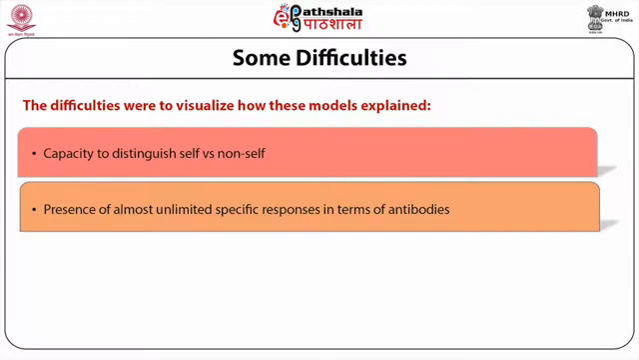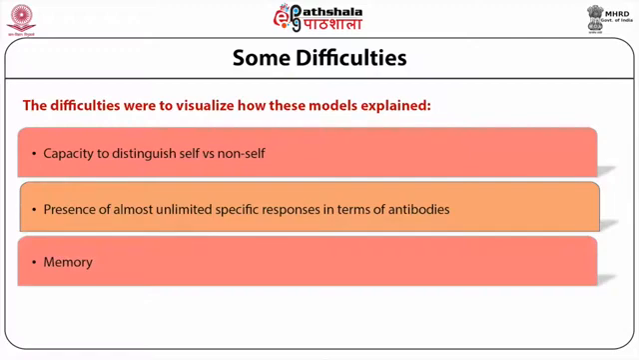antibodies. That means no matter what antigen invades, the system is able to create a specific response in terms of the antibodies. This is a very open-ended situation. The third, which was still very difficult for people to understand in those days, was the concept of memory. The immune system seems to remember the previous encounter with the same antigen.